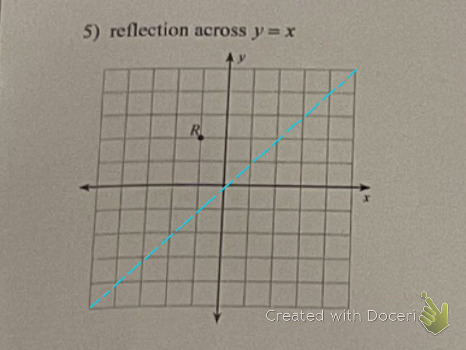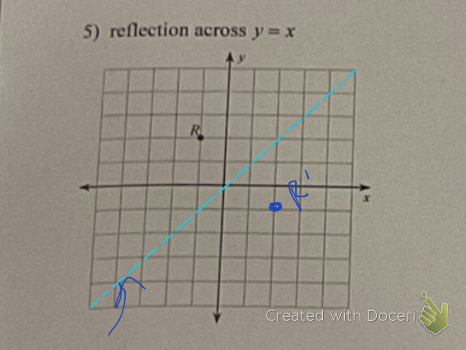Similar to the last one, we have to imagine that we were going to fold this paper in half across this diagonal line here, and the point would actually be here. If you notice, it would be right about here. This is going to be your R prime, but we're going to show you how we do that.